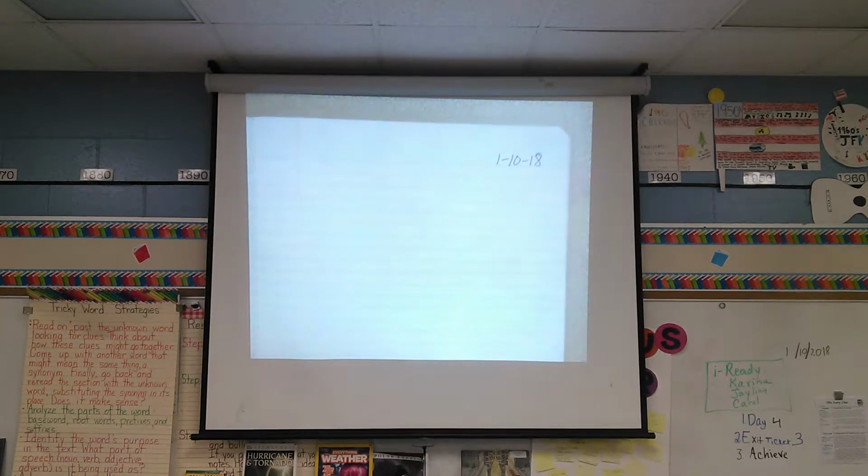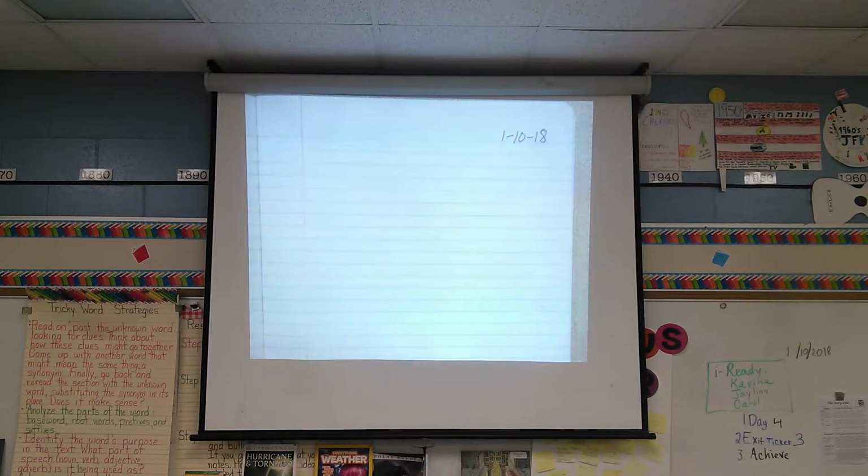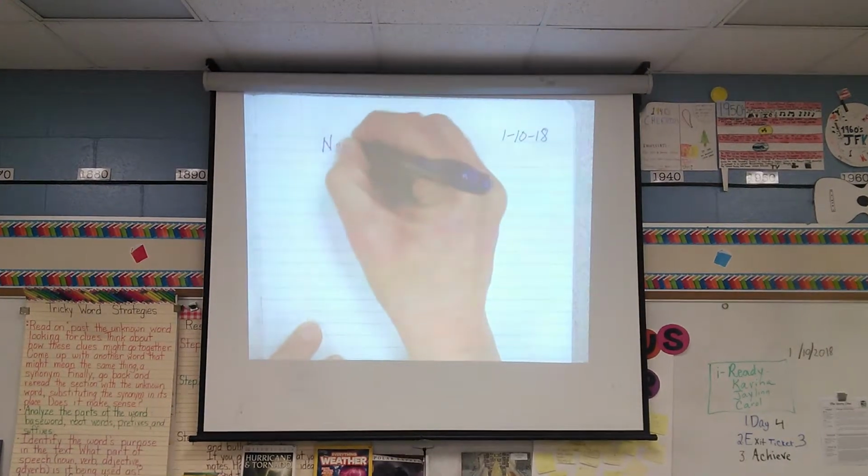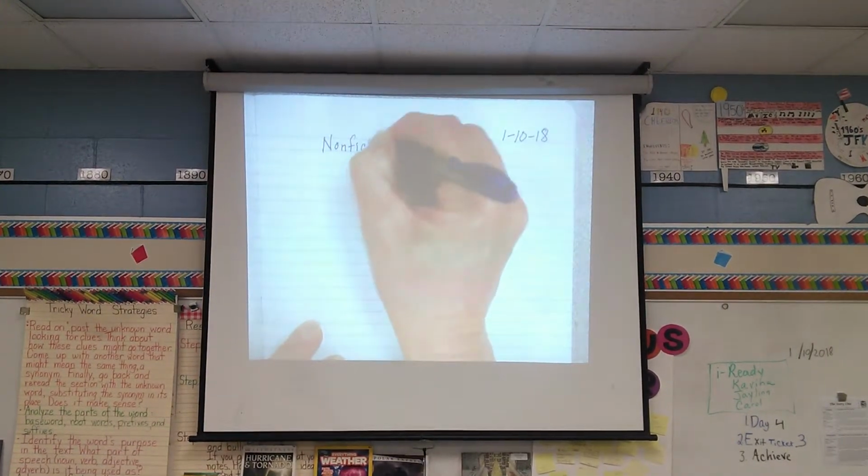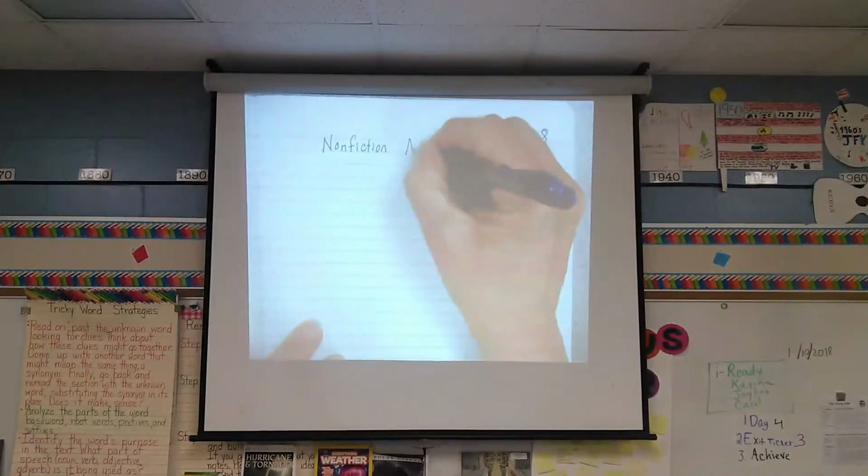One of the standards that we've been working on in this unit of study is something that we haven't really talked very much about before. In our first unit of study with nonfiction reading, we did not focus on this standard. It's a different standard for this second unit. And so as we've been thinking about and looking at nonfiction text, it's important for us as good readers to be able to identify what is called nonfiction author's craft.